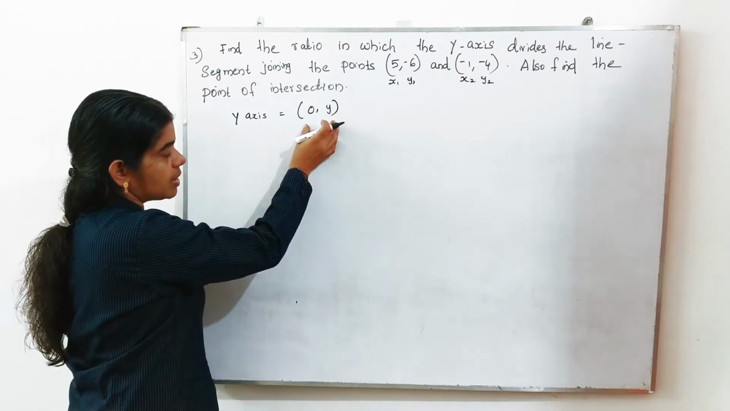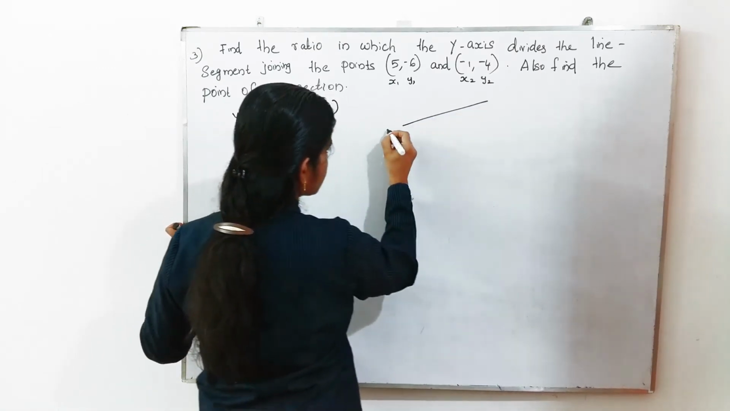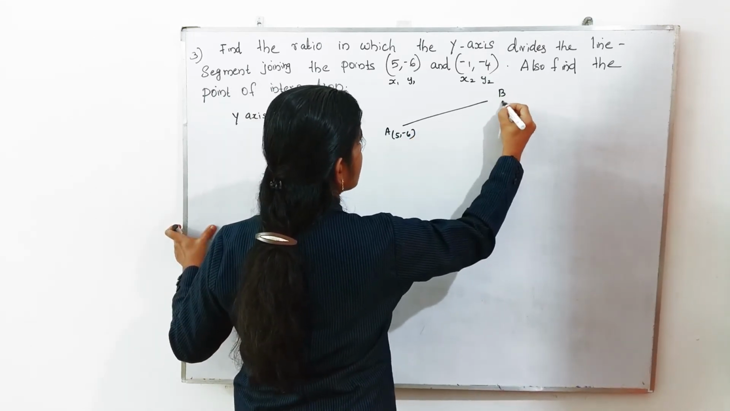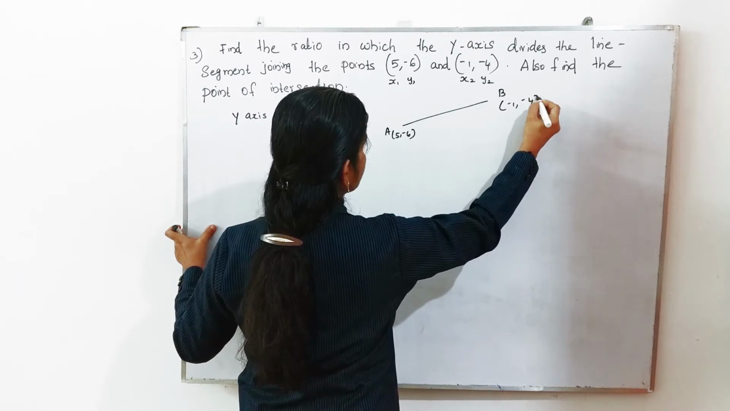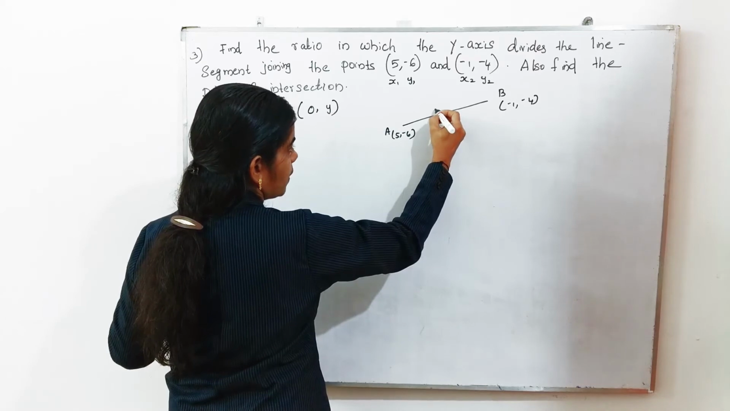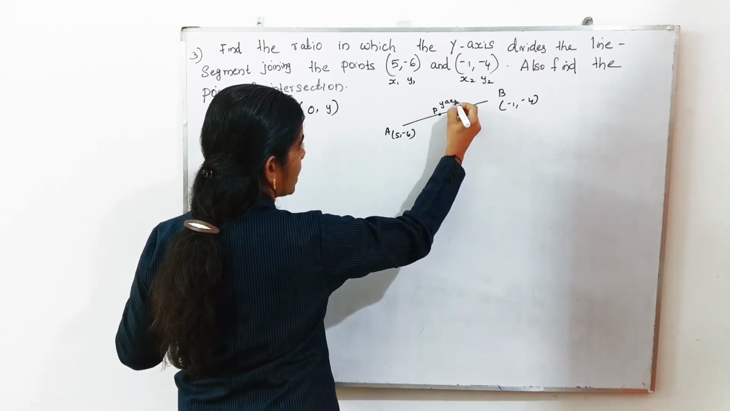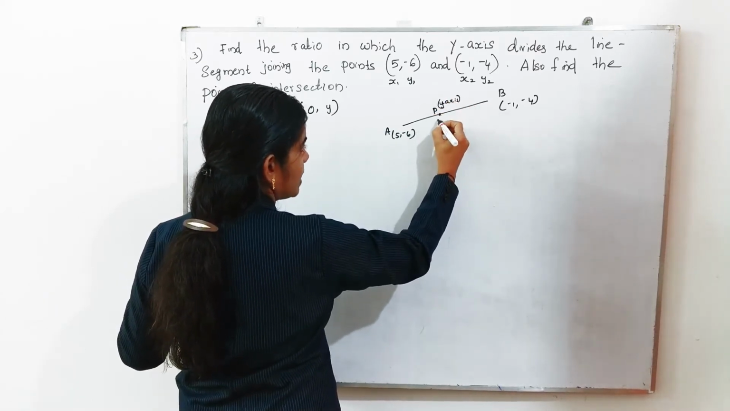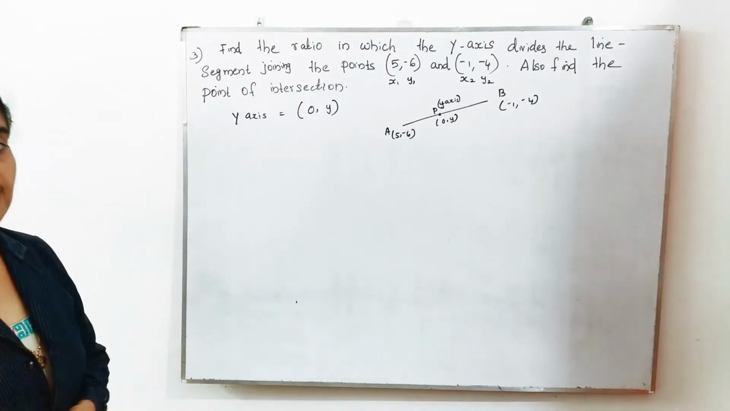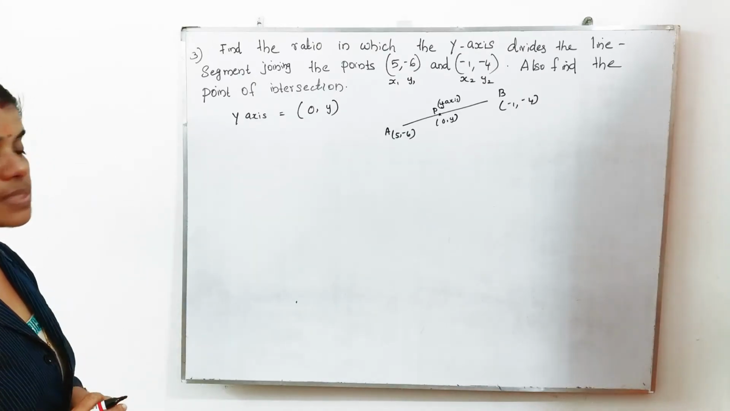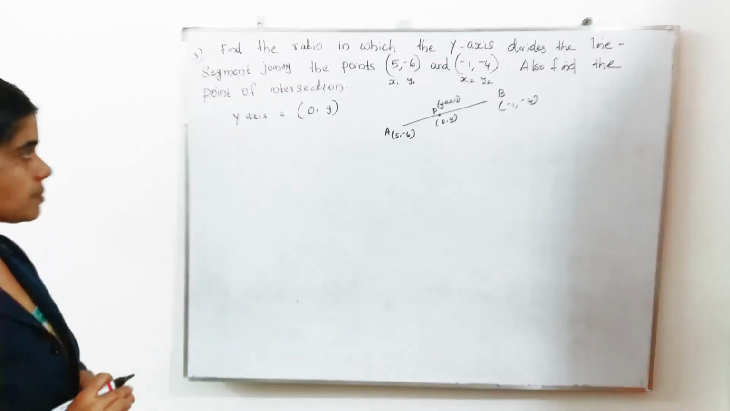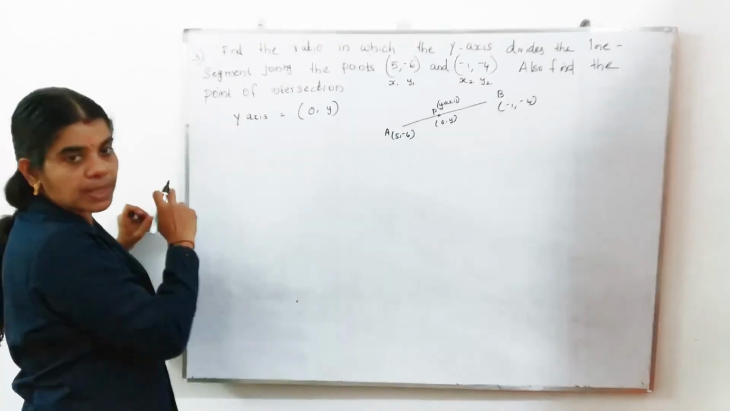So A is the point (5, minus 6), and B will be the point (minus 1, minus 4). This will be x1, y1. This will be x2, y2. Here the point P is dividing by the y-axis, so the P coordinates are (0, y). It is dividing by the y-axis, so its coordinates are (0, y). And you want to find the ratio.